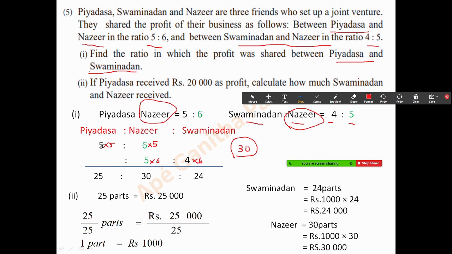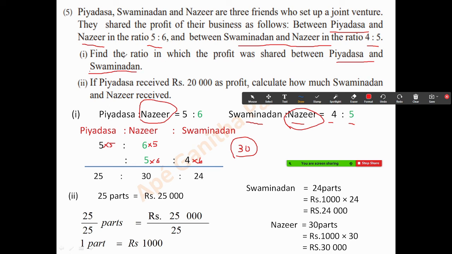Now let's simplify. 5 into 5, 25. 6 into 5 and 5 into 6 both are 30. 4 into 6, 24. So what is the ratio? Piyadasa to Nasir to Swaminathan. The ratio is 25 to 30 to 24.